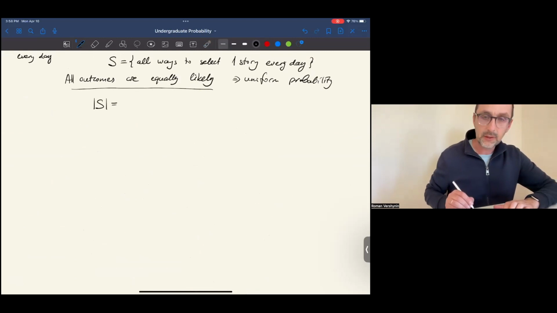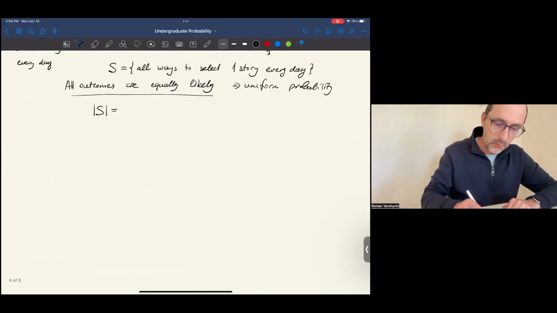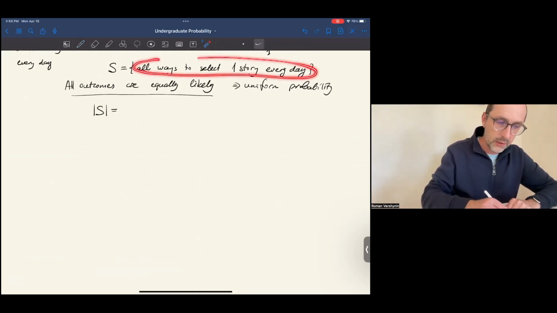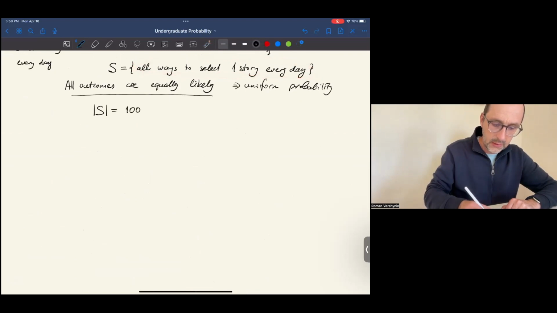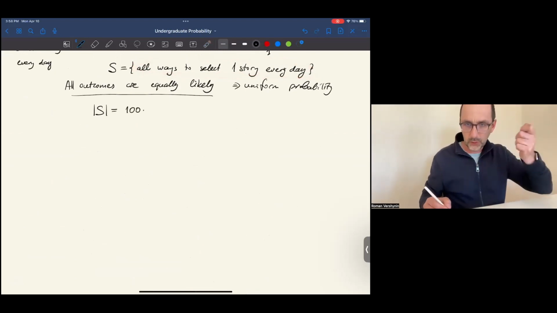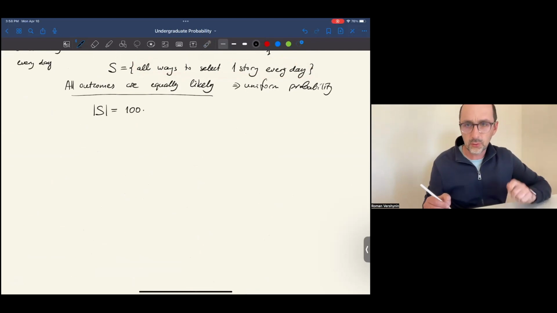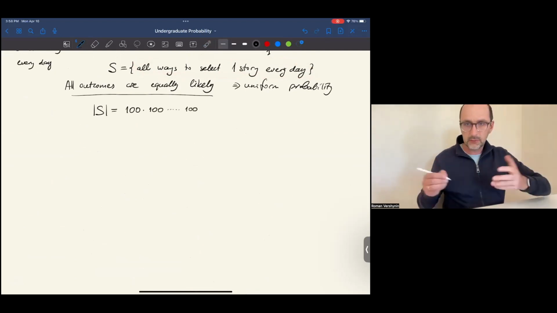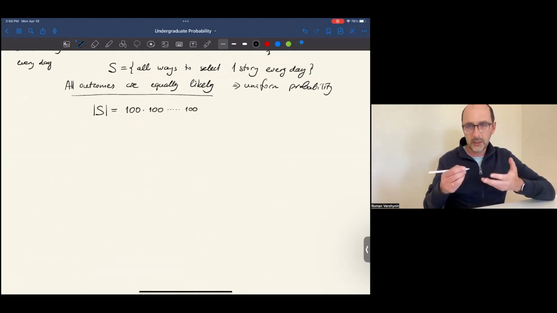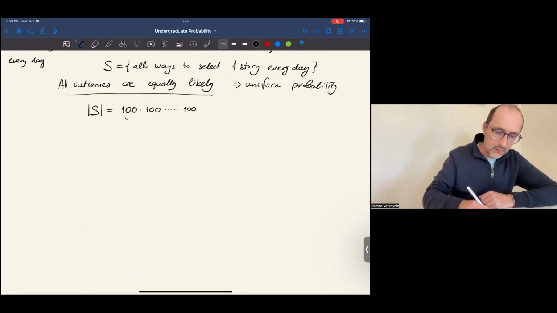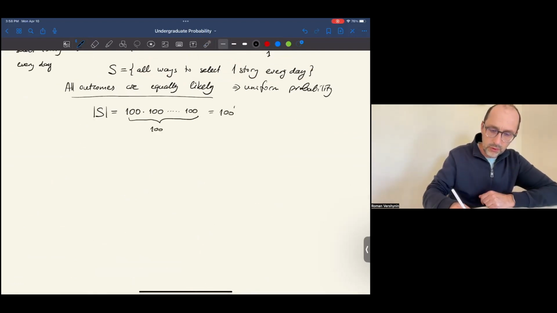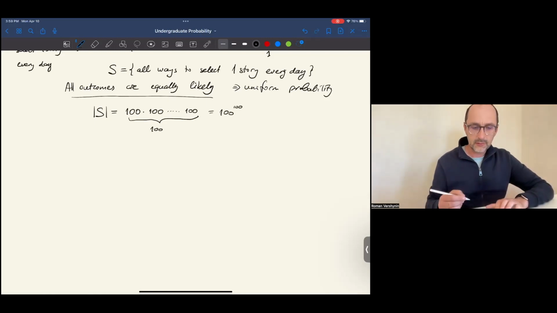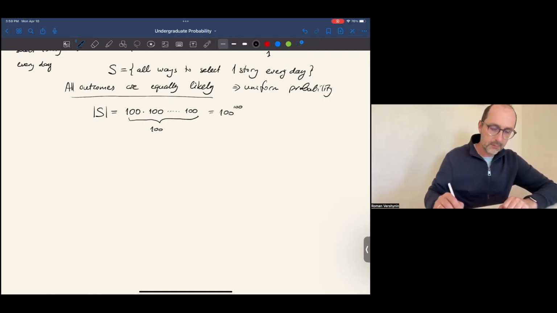How many outcomes does S have? How many ways are there to select one story every day? On the first day, there are 100 ways to select one story. Any story of this 100 is okay. The second day is 100, the third day, and so on and so forth, and the last day is still where we can select one of the 100 stories. So this number, 100 to the power of 100, that is the size of the sample space.